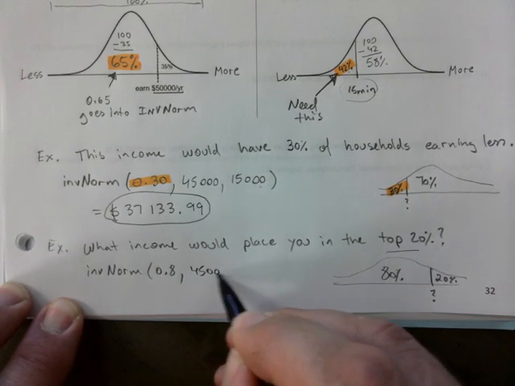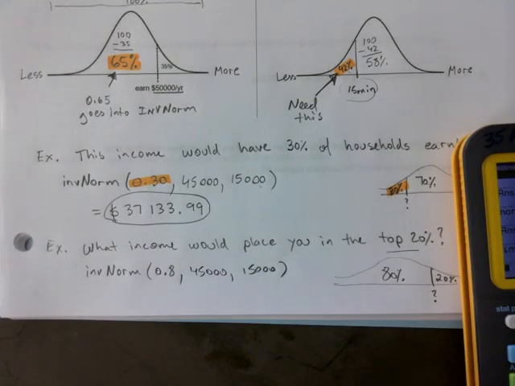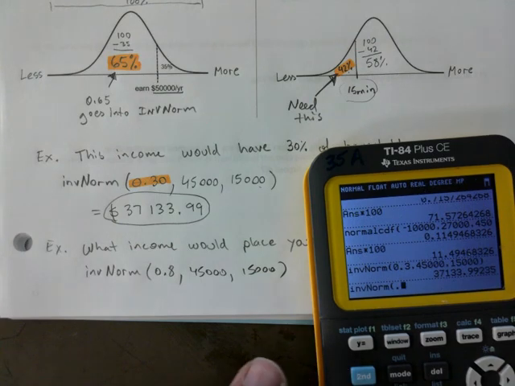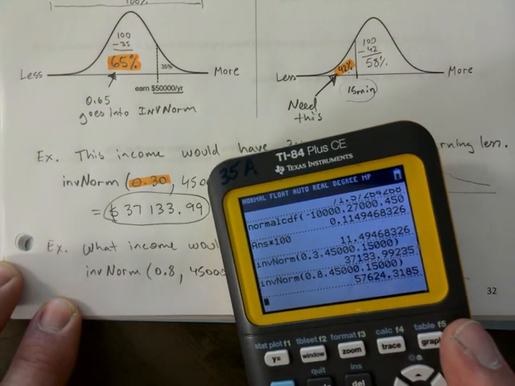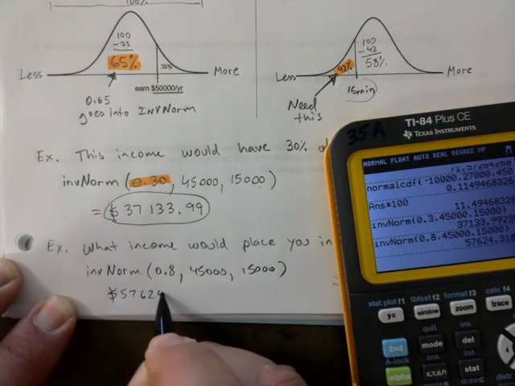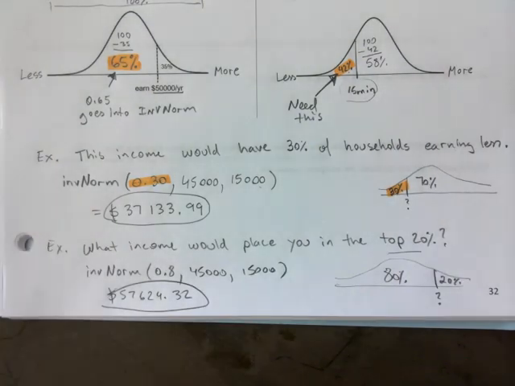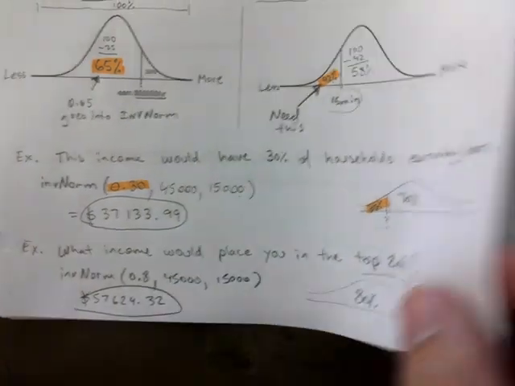So inverse norm, 45,000, 15,000. I want to finish this and send you off. I do want to give you some homework, sorry, because we're a bit tight. So 0.8. I'm just going to copy the top one here. 0.8. Enter. 57,624.32. There we go. Oof, the bell is going to go right away.